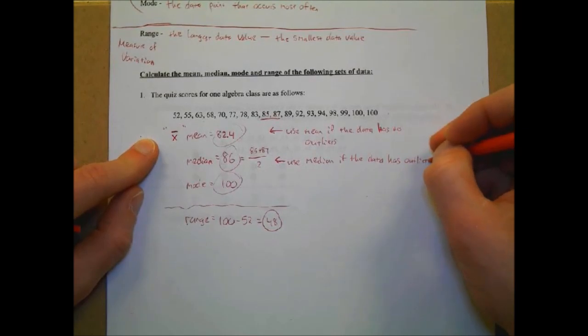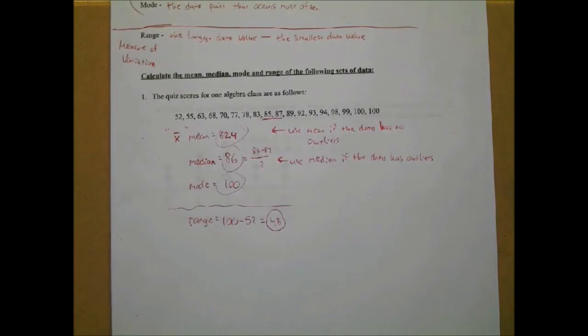Numbers that don't add up with the rest, like it may be a lot smaller or bigger. For example, if someone got a 0 on this quiz, that would be way out of line with the rest of these scores. Or someone got a 1000% on the quiz somehow. That would be an outlier. It's way out of line with these scores.